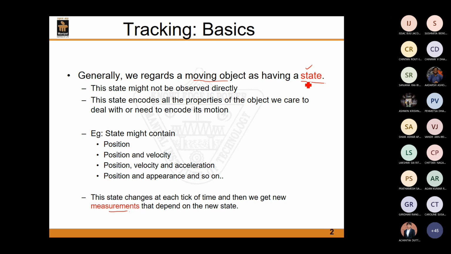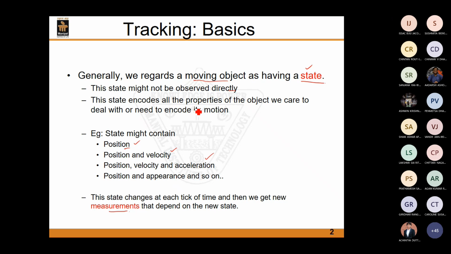What we're trying to do is measure this particular change in the state. The state may be something that can be directly observed, or it may not be. Some examples of the state: it could be position, or position and velocity, or position, velocity and acceleration, and so on. Depending upon the type of object or the type of video sequence that we are considering, we can consider any one of these states. If it is position, we try to find out what is the change in position in every frame. If it is velocity, we try to find out what is the change in velocity in each frame, and so on.